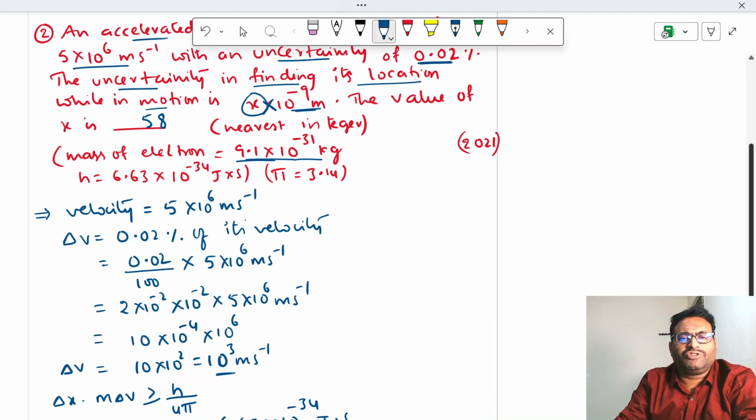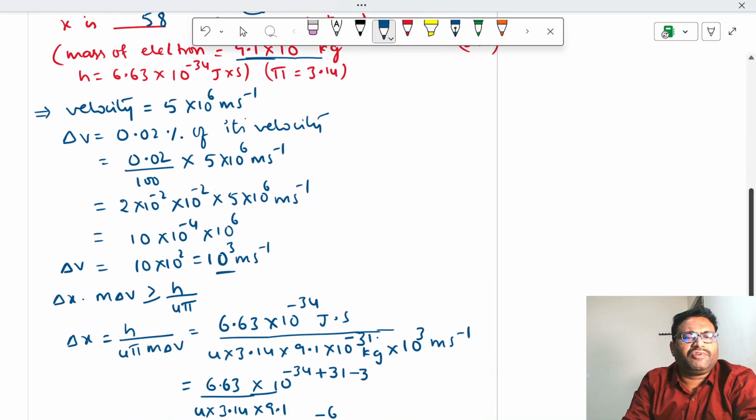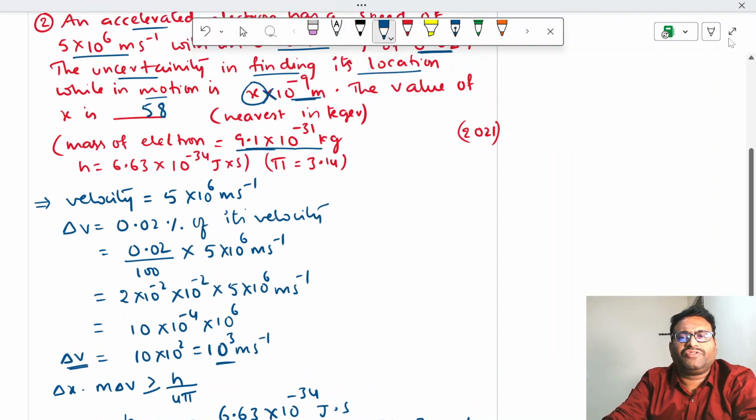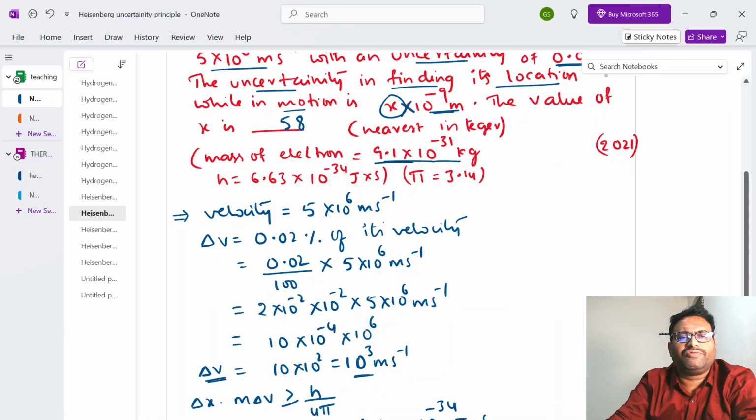Understood? So what did we do first? We have calculated delta V. Then we have substituted the remaining things that are given in the question, right? Let us go with the next question.